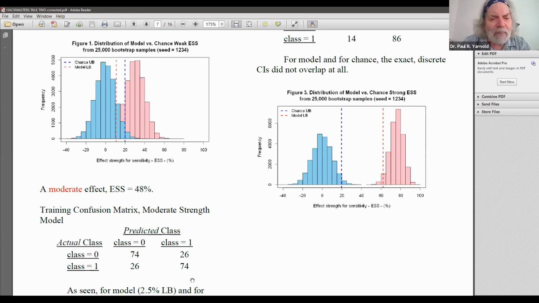So now look at this diagram. You see the blue dotted line is the upper bound. Red is the model and blue is chance. Now the blue dotted line is on the red side. That means the 95% upper bound of chance is over there in the red distribution, and the red dots are on the blue. That means the 95% lower bound for the model is over there in chance, which means the 95% bounds for chance and for model overlap, which means it's not statistically significant by axiom 1.